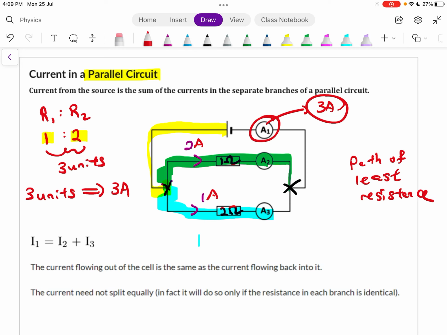Okay, so in a parallel circuit, the current is more difficult to calculate, because it's something like the potential difference in your series circuit. They both add up to give you back your total current of 3 ampere right here. So that is the current in your parallel circuit.